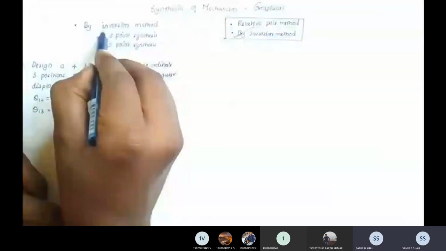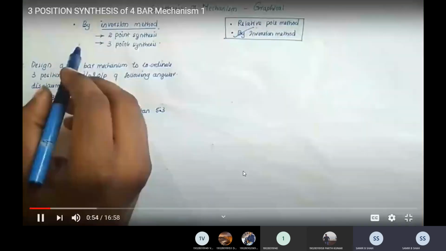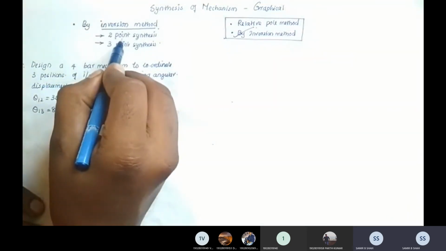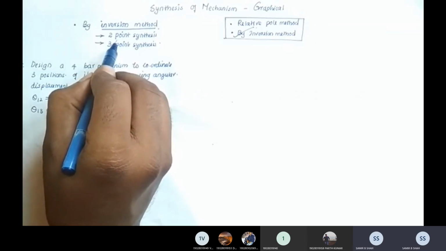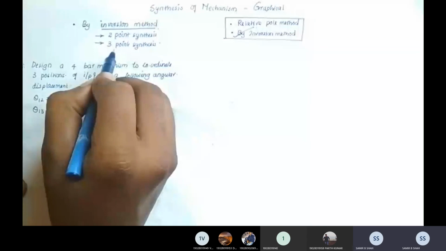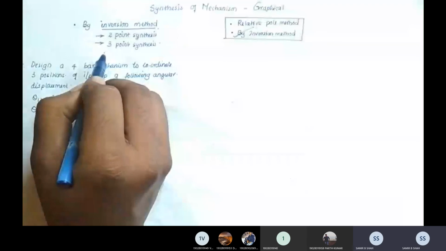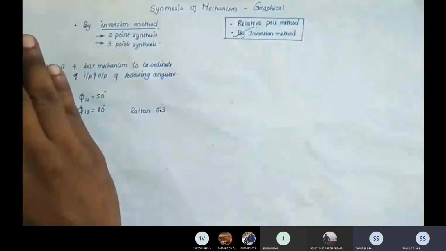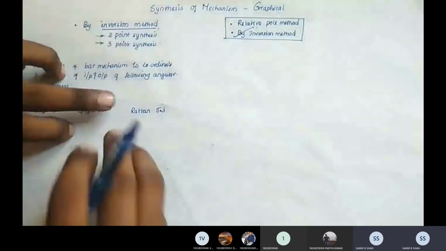That means by inversion method. During synthesis, we know there will be 2-point synthesis, 3-point synthesis. For 3-point synthesis, we know the three precise points of the mechanism. Three precise points means we know the accurate three positions of the mechanism. If the input theta moves from one position to second position, where should the output link come from? That is the accurate points.